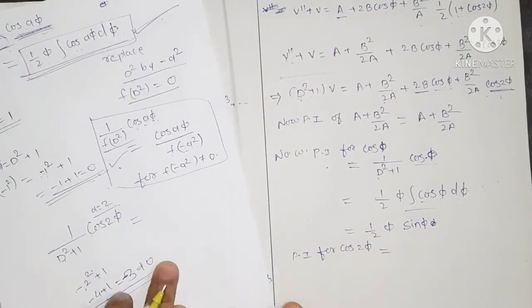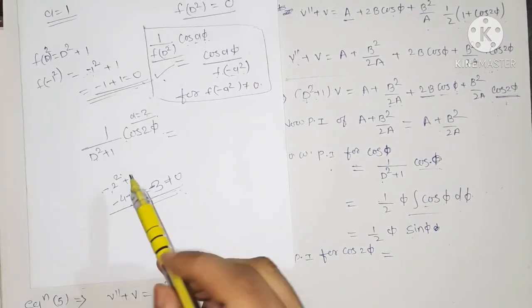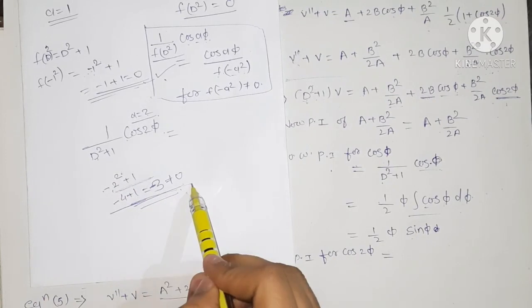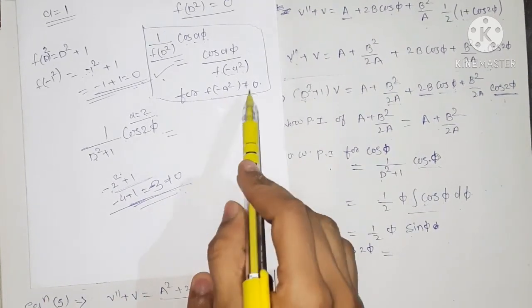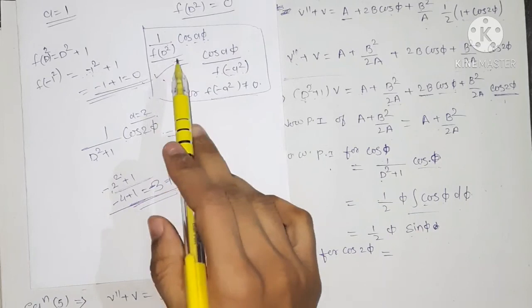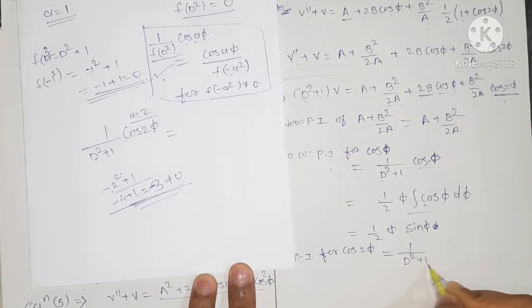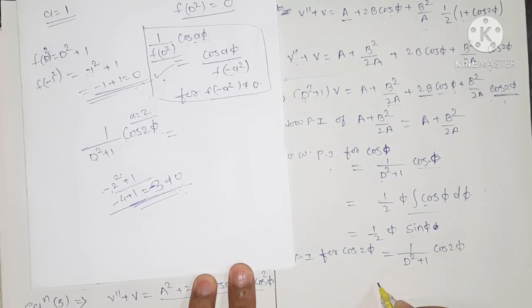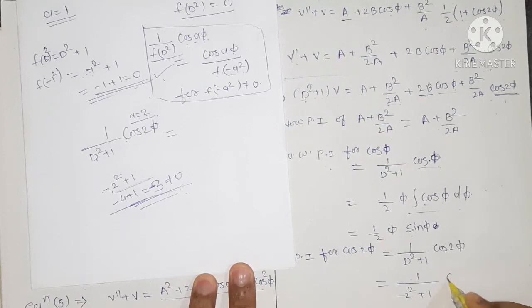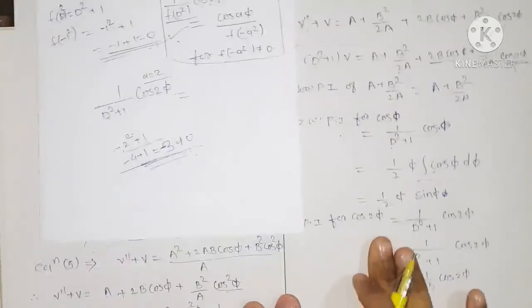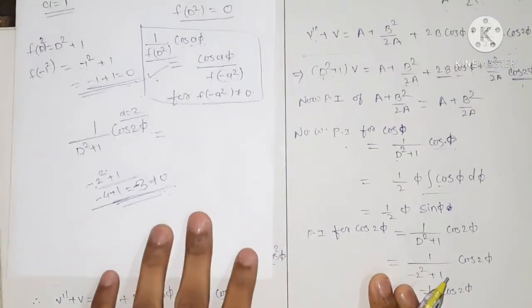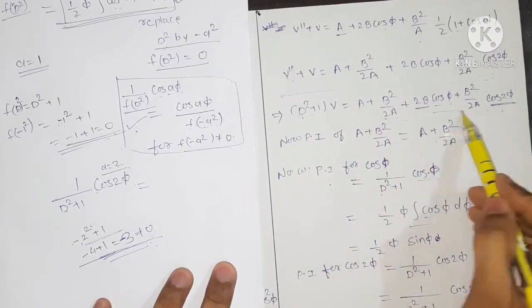Now using this formula, because minus 2 square plus 1 is not equal to 0, that is f of minus a square is not equal to 0, the particular integral of 1 upon d square plus 1 cos of 2 phi is equal to 1 upon minus 2 square plus 1 cos of 2 phi, which is equal to minus 1 upon 3 cos 2 phi. Hence we have found the particular integral for each term.